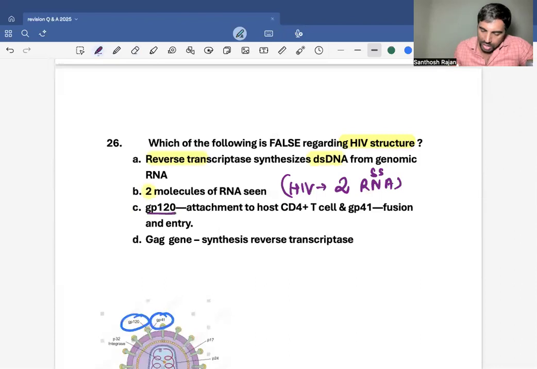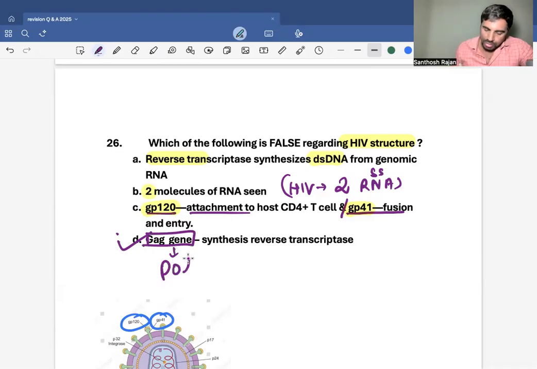P24, group 24 is attachment, yes, and 41 for fusion, yes, they are the main function. This main function is only for attachment and fusion enzyme. What about the gag gene synthesis? No, this is wrong. This is another very important question. This is the answer because this is not the gag gene.